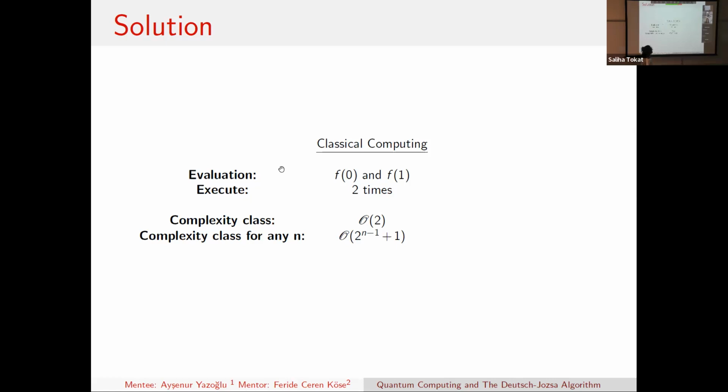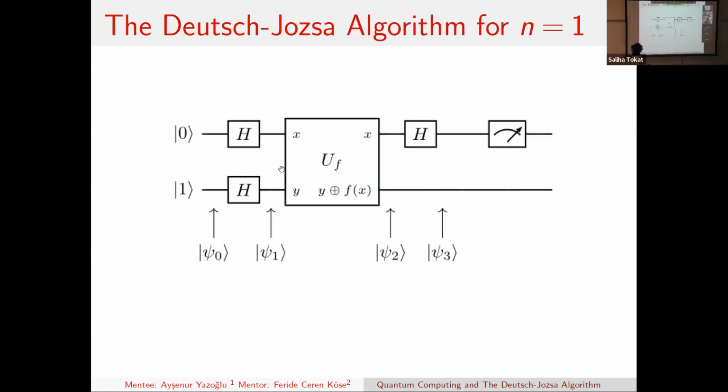But in quantum computing, we don't even need to evaluate the function, and executing the program one time is enough. So that gives us the complexity O(1), which is the same for any n, as simple as it could get. So how do we do that? We do that by using the Deutsch-Jozsa algorithm.